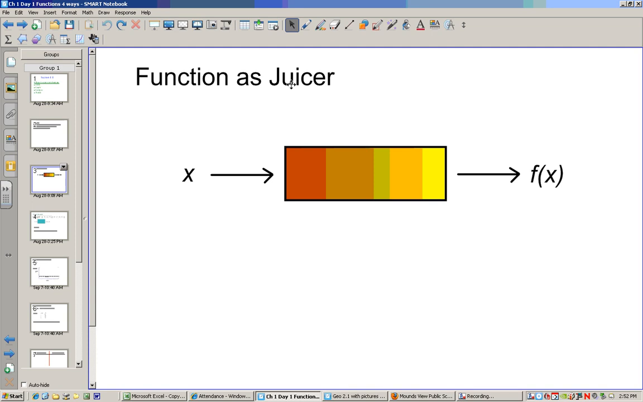We can kind of think of it like a juicer. If I put an orange into a juicer, the only thing that I'm going to get out is going to be orange juice. I can't put in an orange and get out grape juice. The only type of juice I can get out would be orange juice.